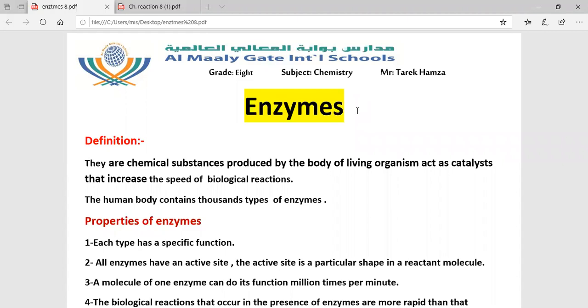Enzyme is a chemical substance produced by the body of living organisms. It acts as a catalyst that increases the speed of biological reactions. So, what's the difference between enzyme and catalyst? Enzyme is produced only inside the body. The human body contains 1,000 types of enzyme.